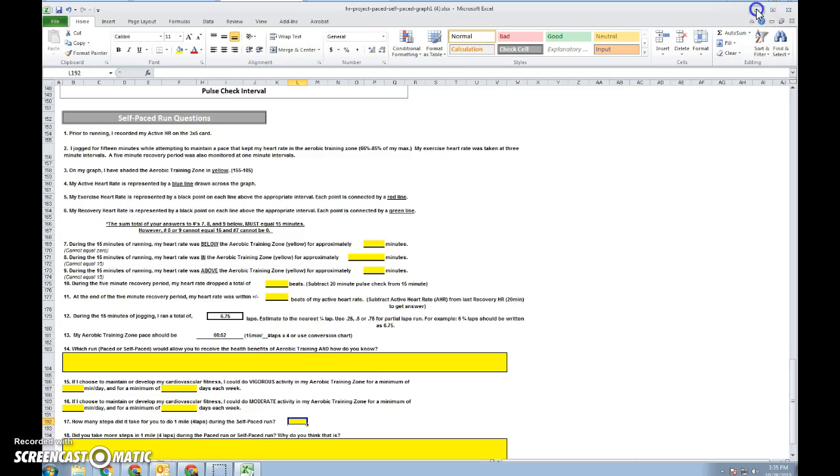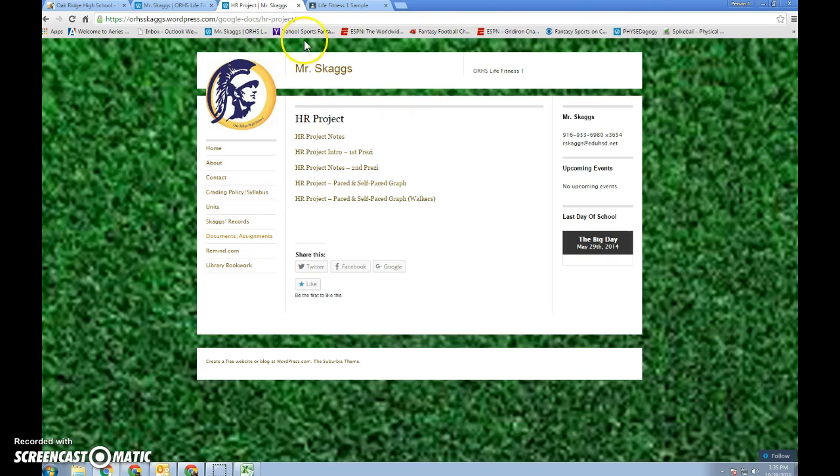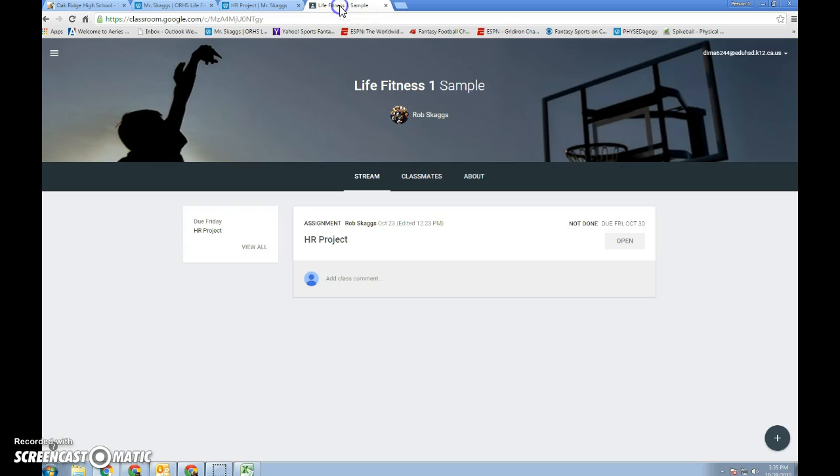Alright, now that I've saved it, I'm going to go into Google Classroom and find that assignment. You will need to do the same. So here's Google Classroom. Right here is the assignment. And you will find this in your Google Classroom. To turn in this assignment now, it's going to get turned in here through Google Classroom.